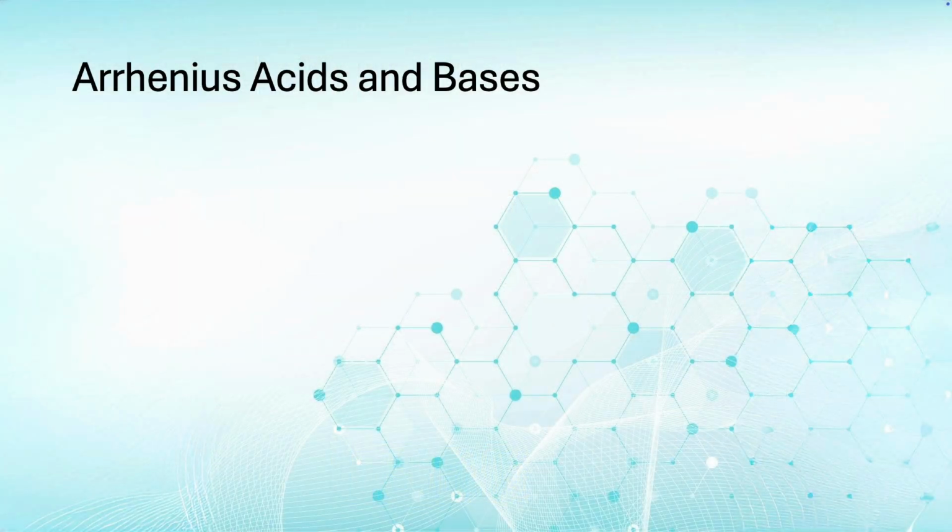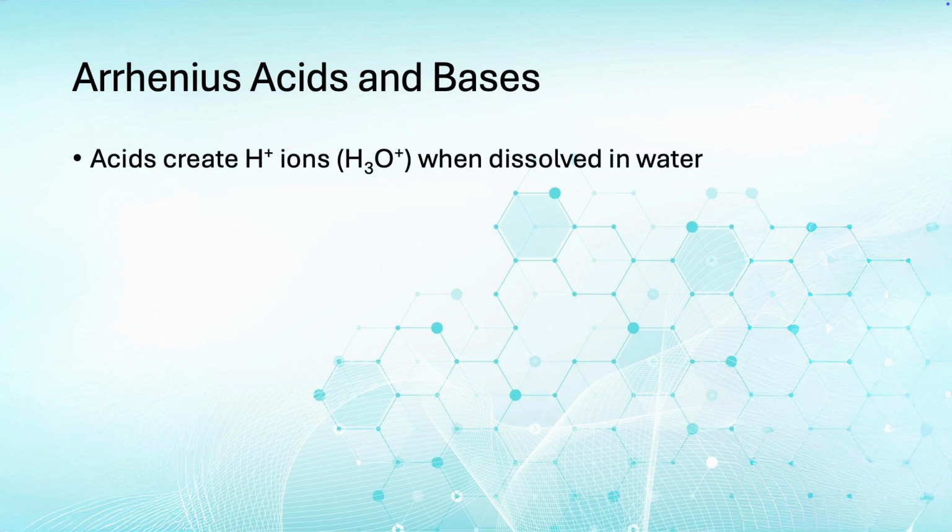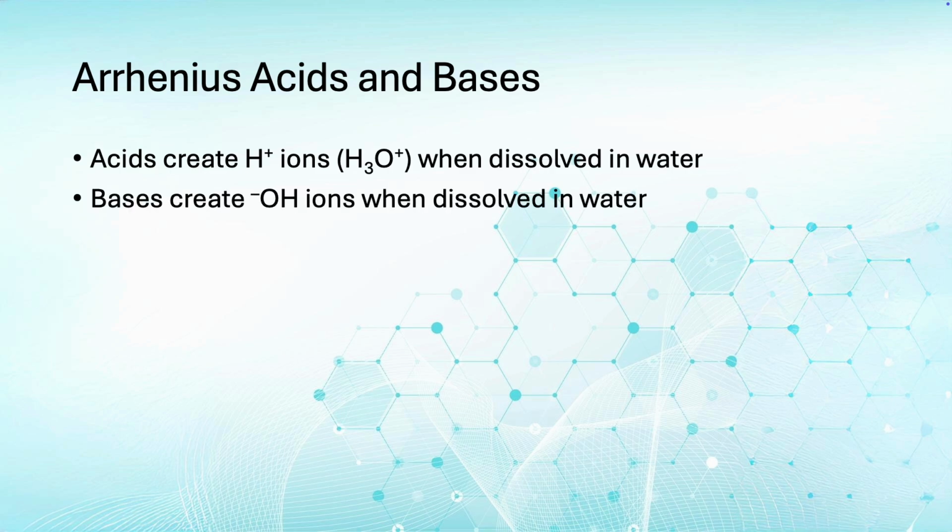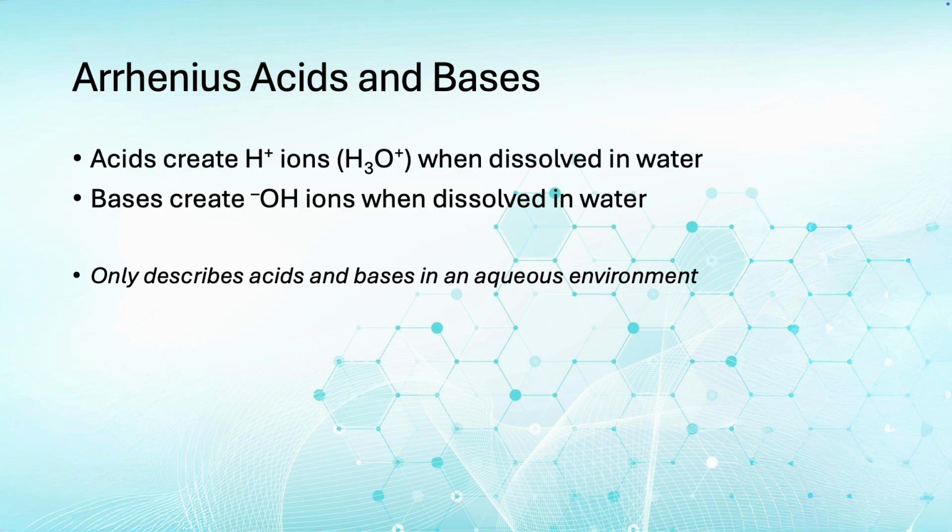The last definition, and probably the least applicable of the three to organic chemistry, is the Arrhenius definition of acids and bases. Arrhenius acids produce H+ ions when dissolved in water, while Arrhenius bases produce OH- ions when dissolved in water. The reason we don't focus much on this definition in this course is because it only describes acids and bases in an aqueous environment. However, you should still know what this definition is in case you get a question about it on your exam. Among these three, the Bronsted-Lowry and Lewis definitions are the most important.